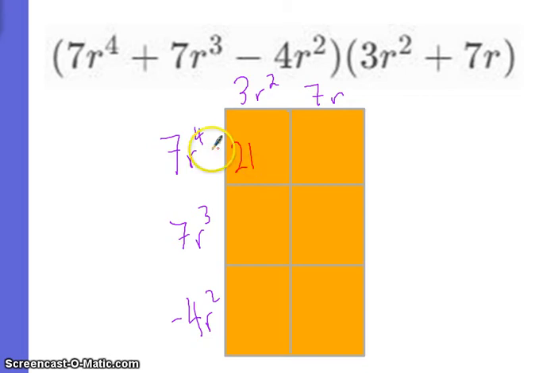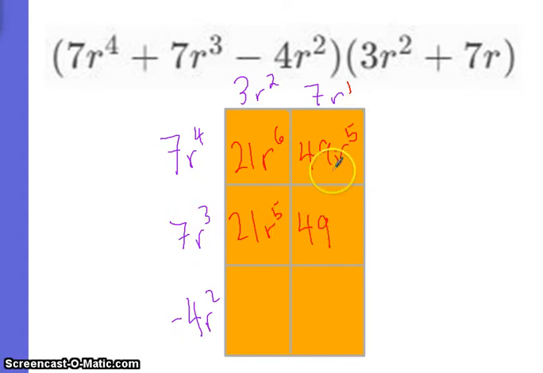And 4 on the top, or 4 on the side plus 2 on the top is 6. 7 times 7 is 49. 1 on the top and 4 on the side make 5. 7 times 3 is 21 again. 3 on the side and 2 on the top make 5. 7 times 7 is 49. 3 and 1 make 4.